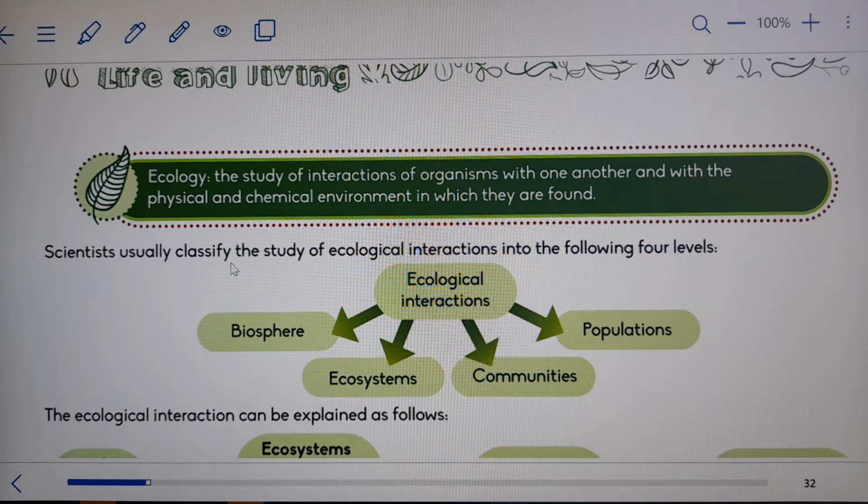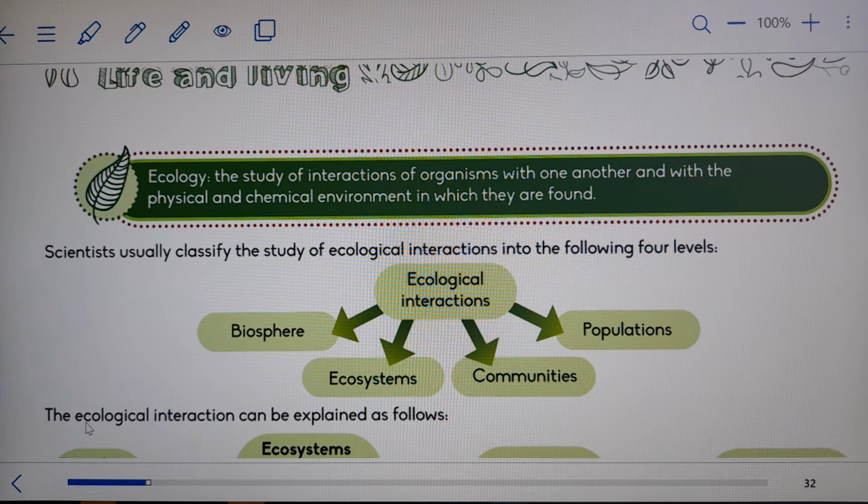Scientists usually classify the study of ecological interactions into the following. They break it down into biosphere. You remember biosphere in your previous grade? Ecosystem, communities, and population. That's how ecological interaction is classified: biosphere, ecosystem, communities, and population.